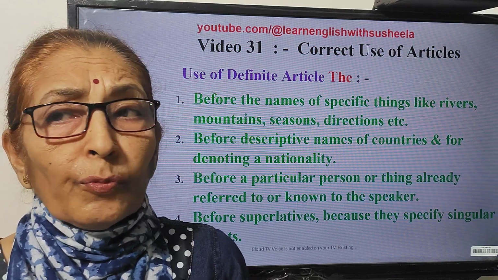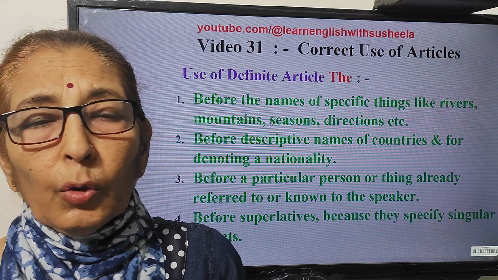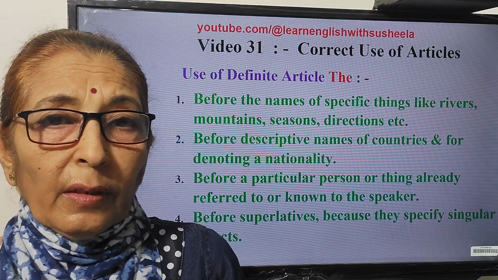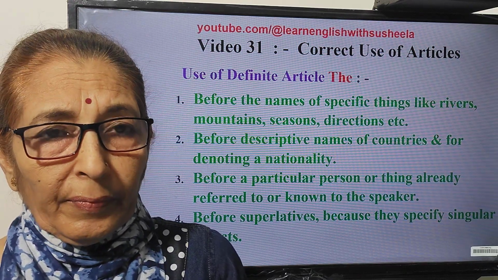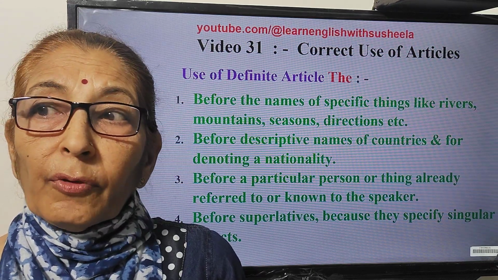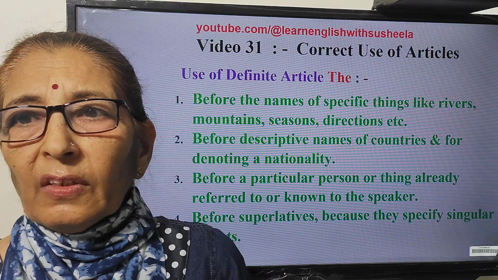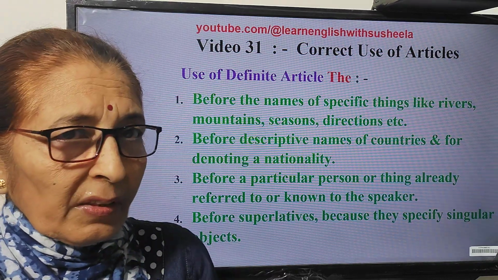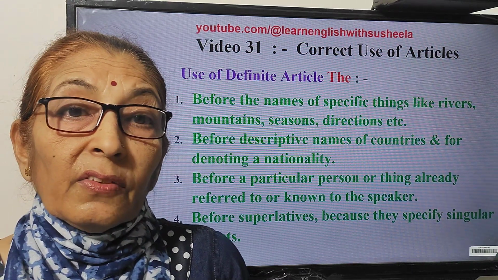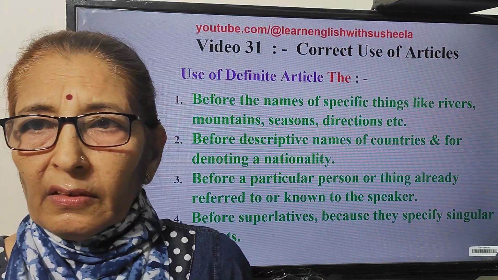Third, it's used before a particular person or thing already referred to or known to the speaker. For example, let's go to the club, or he is the boy who has been rewarded for bravery. Next, before superlatives, because they specify singular objects, just as he is the best boy of the class or she is the most intelligent girl.